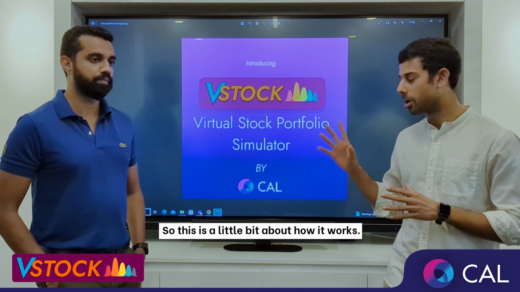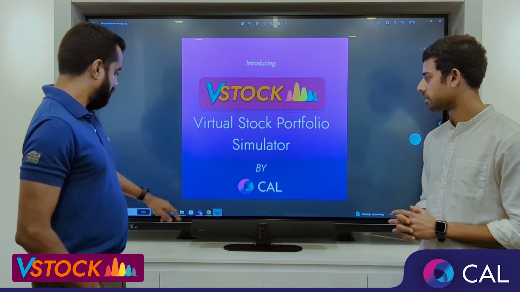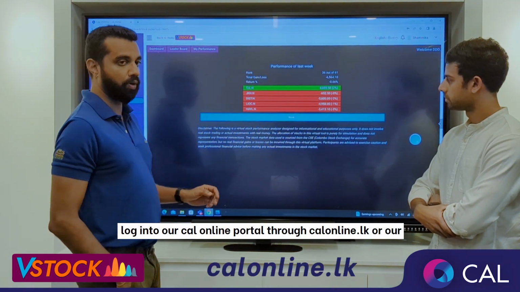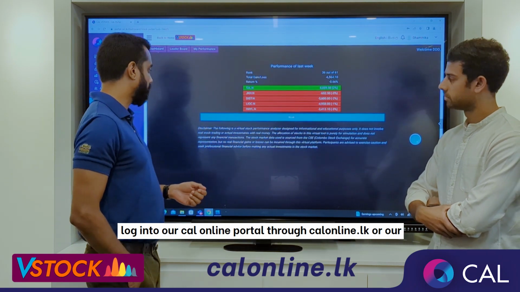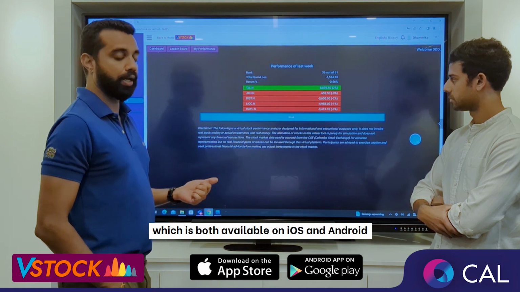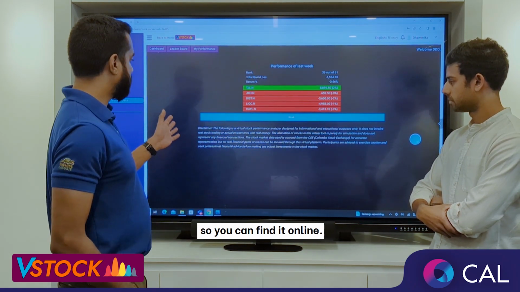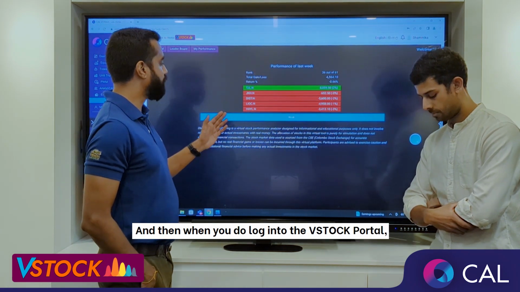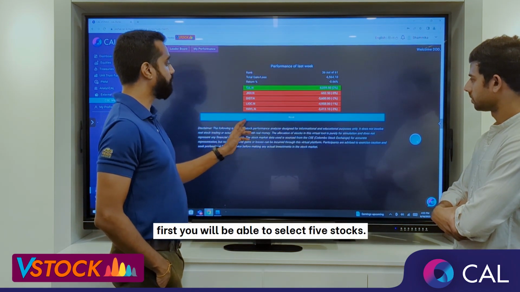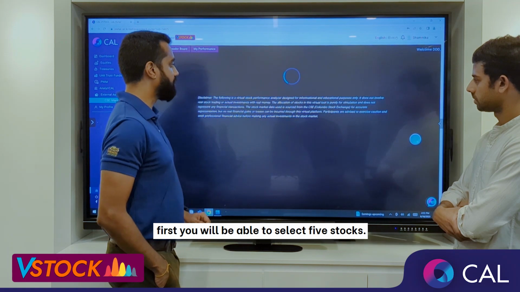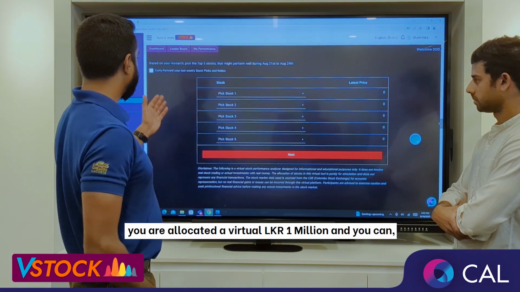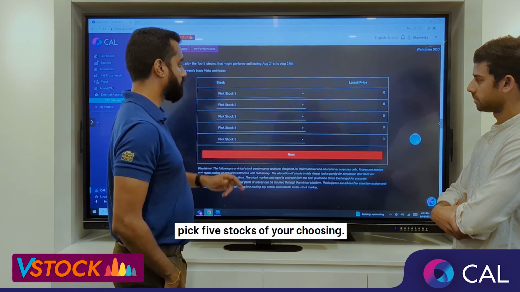So this is a little bit about how it works. You can log into our Cal Online portal through cal.lk or our mobile app Cal Online, which is available on both iOS and Android. When you log into the VStock portal, the first thing you'll be able to do is select 5 stocks. You are allocated a virtual 1 million rupees, and you can pick 5 stocks of your choosing.